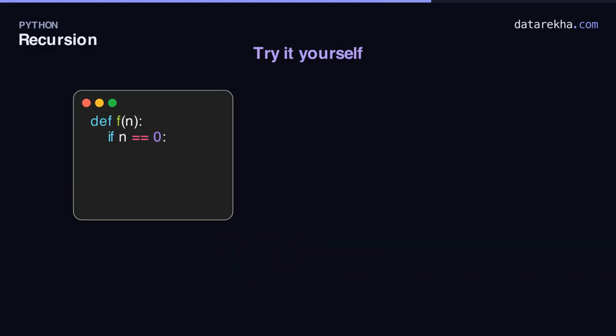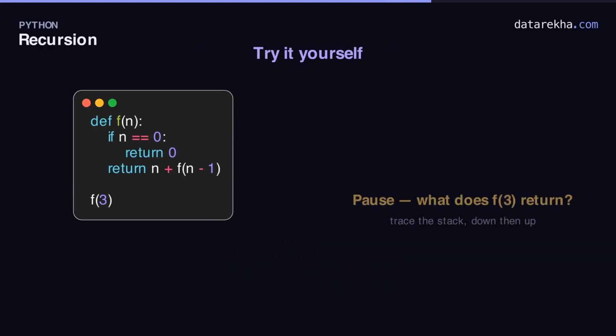Your turn. Here is a new recursive function. If n is 0, it returns 0. Otherwise, it returns n plus f of n minus 1. What does f of 3 return? Pause the video, build the stack in your head. Down to the base, then add on the way back up. I'll wait. Let's trace it together.